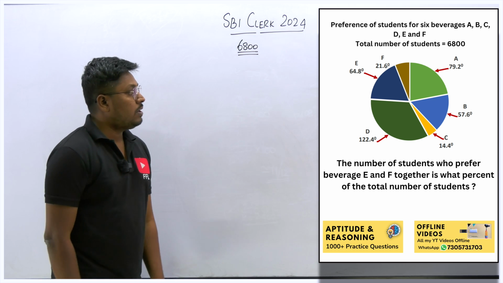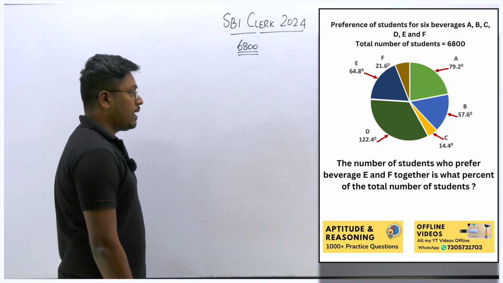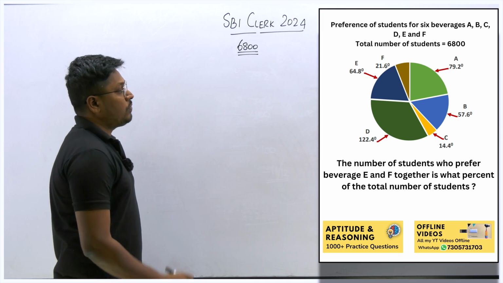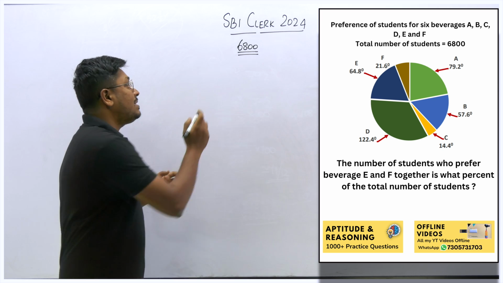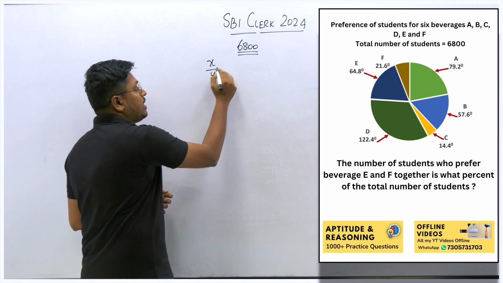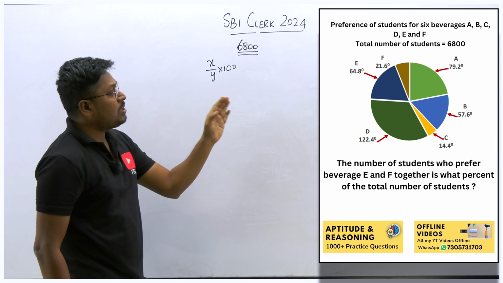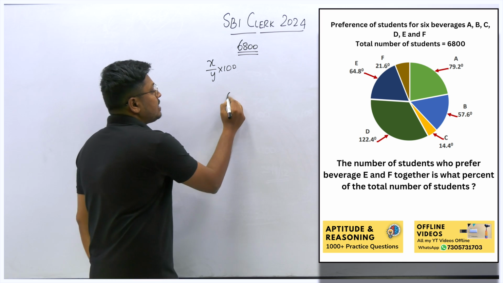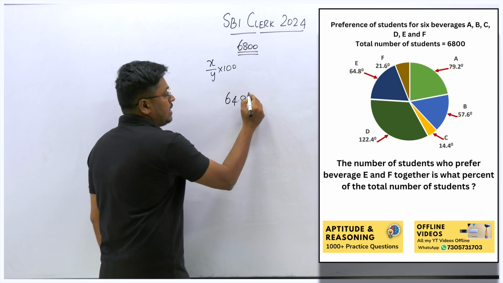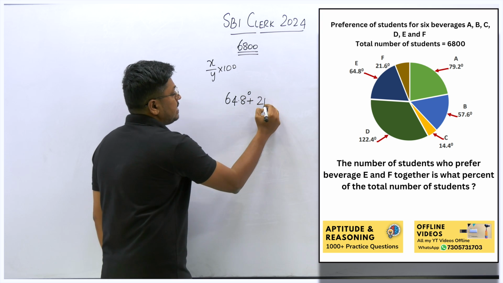Question number 4. So the number of students who prefer beverage E and F together is what percent of the total number of students, right? What percent? Again, we need to find X percent, that is X divided by Y into 100, right? So the number of students who prefer E and F. So E and F is how much? E will be 64.8 degree, right? So what about F here? F will be 21.6 degree.